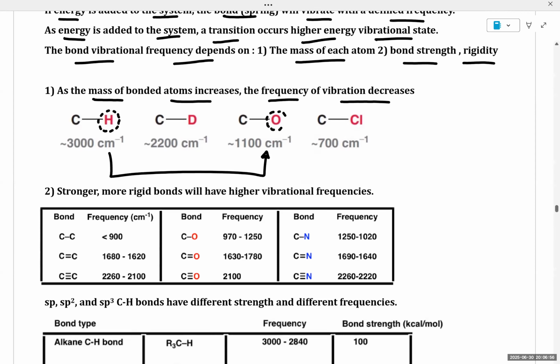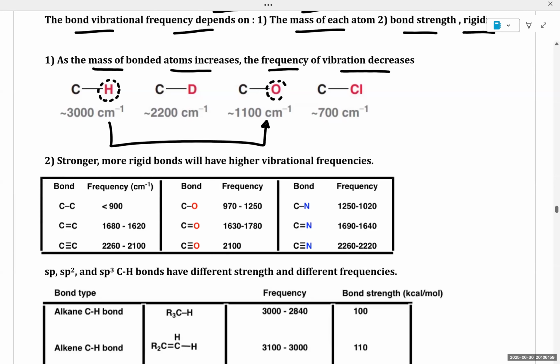The second factor, bond strength and rigidity: if we look at experimental data, stronger, more rigid bonds will have higher vibrational frequencies. The less degree of freedom your bond has, the more rigid your bond is, the higher the vibrational frequency, because the atoms have less freedom of motion in that bond. They can only really vibrate at a higher frequency. They cannot spread across a larger distance because the bond is shorter and more rigid. So stronger, more rigid bonds have higher vibrational frequencies.